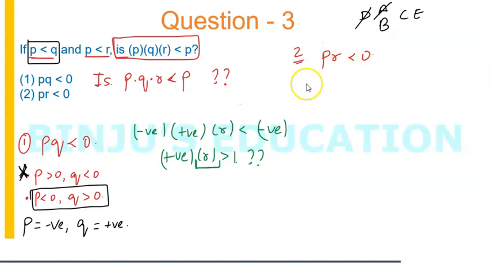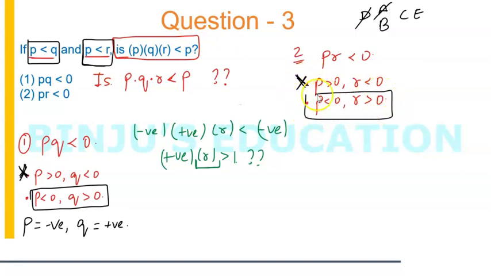PR is less than 0. So you will have P greater than 0, R less than 0. You will have P less than 0, R greater than 0. Now again, let's go back to the fact given to us. Fact is P is less than R. So if P is less than R, then we can't have P greater than 0 and R less than 0. This is not possible. This is the only possible condition. That is P is less than 0 and R is greater than 0. P is negative and R is positive.